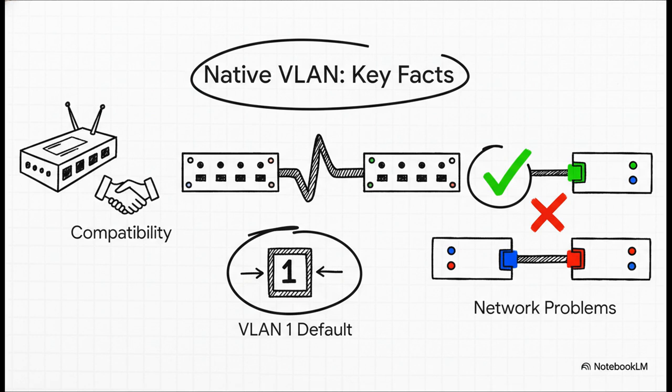But here's the golden rule, the one thing you have to get right. The native VLAN has to be the same on both ends of the trunk. If one switch thinks it's VLAN 99 and the other thinks it's VLAN 1, you are going to have a bad time. Traffic can actually jump between VLANs, which can cause all sorts of weird security problems and headaches you do not want to deal with.